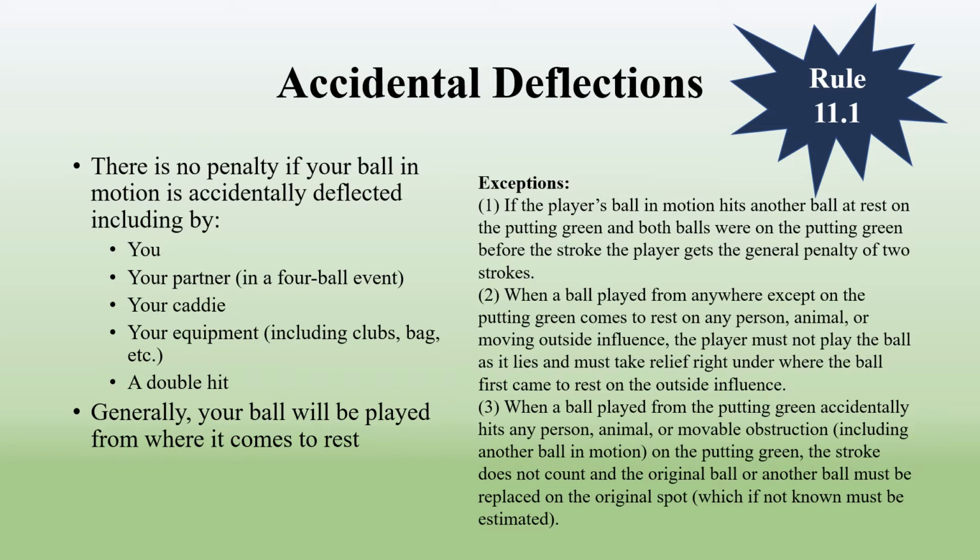When a ball played from anywhere except on the putting green comes to rest on any person, animal, or moving outside influence, the player must not play the ball as it lies and must take relief right under where the ball first came to rest on the outside influence. The third exception: if a player's ball played from a putting green accidentally hits any person, animal, or movable obstruction, including another player's ball on the putting green, the stroke does not count, and the original ball or another ball must be replaced in the original spot, which if not known must be estimated.